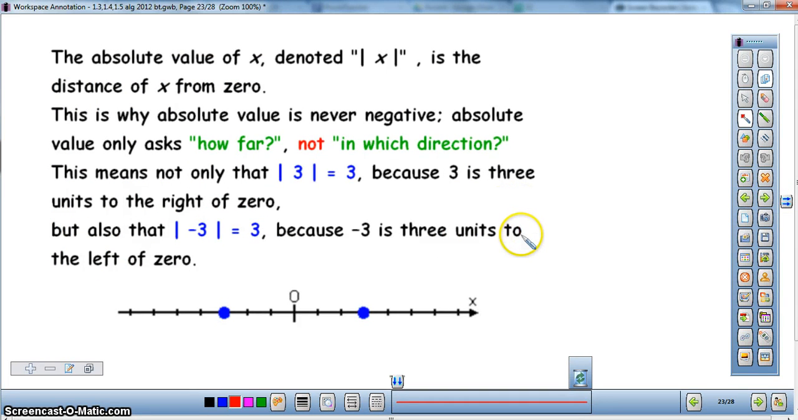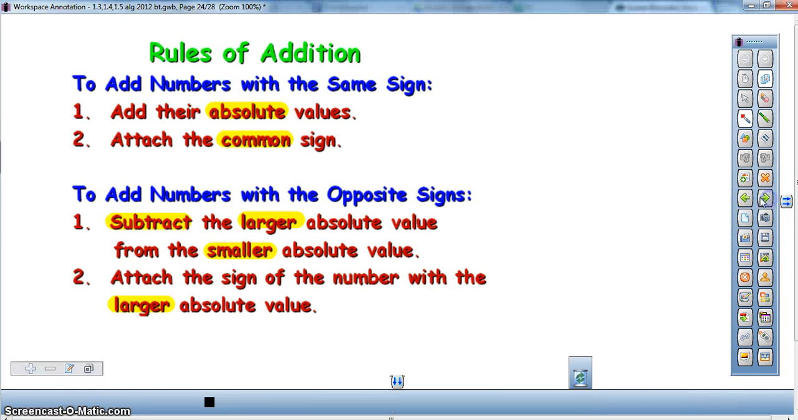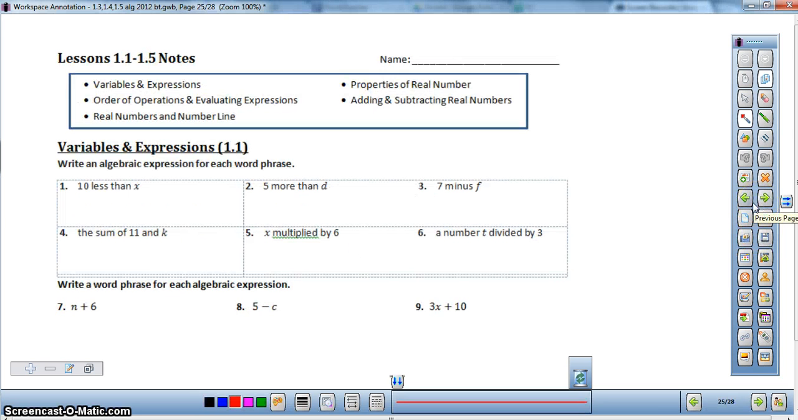The other thing we'll talk about is the absolute value of x. How far it is from 0, that's what absolute value means. It does not mean in what direction, it just means how far. We're going to talk about the rules of addition. So if you look at these, if you need to pause the video, you could. And then we are going to fill in these notes. We'll kind of work on these together.